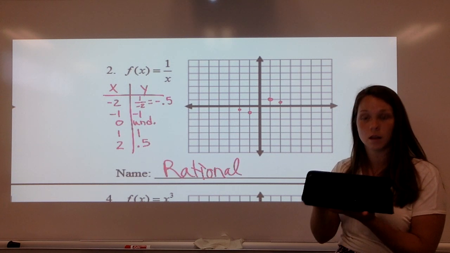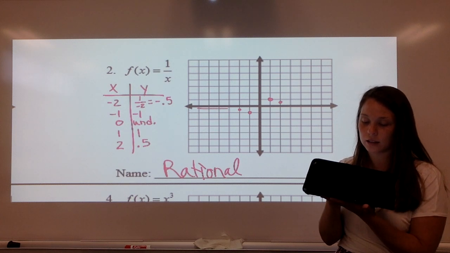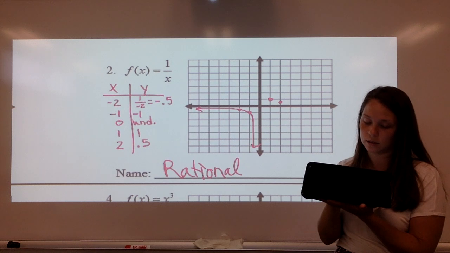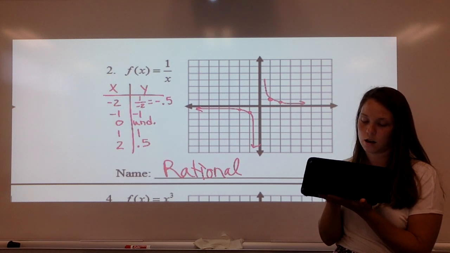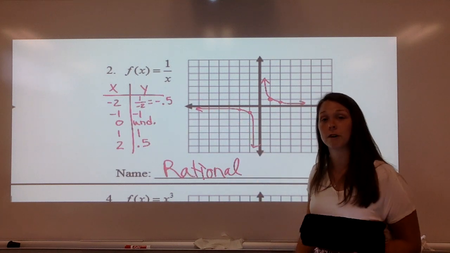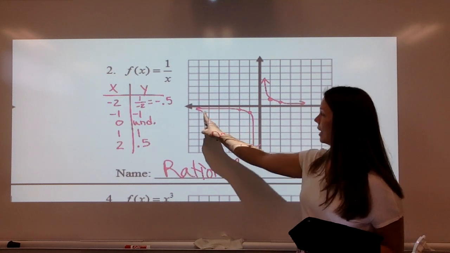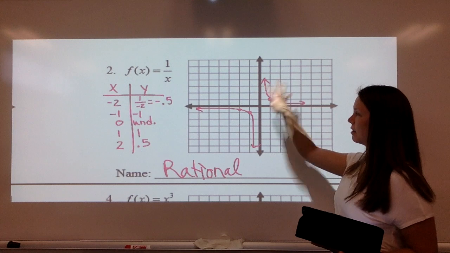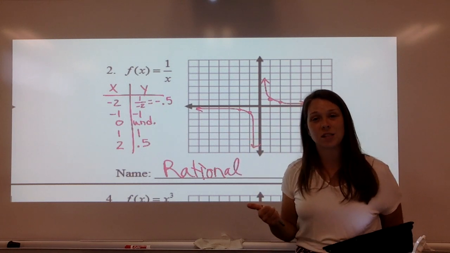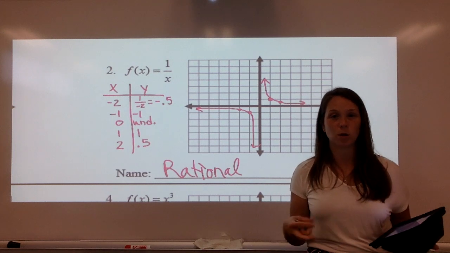That's its name. And when you connect the dots, you actually end up getting 2 pieces of a graph that together make up the entire graph of the function. The reason why we end up getting these two curves here, kind of in opposite quadrants, is because of the fact that we can't divide by 0, and so it creates what's called asymptotes.